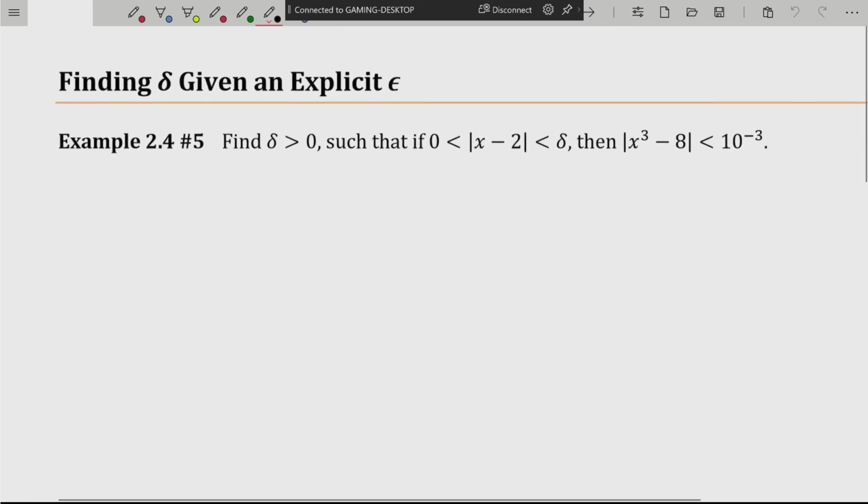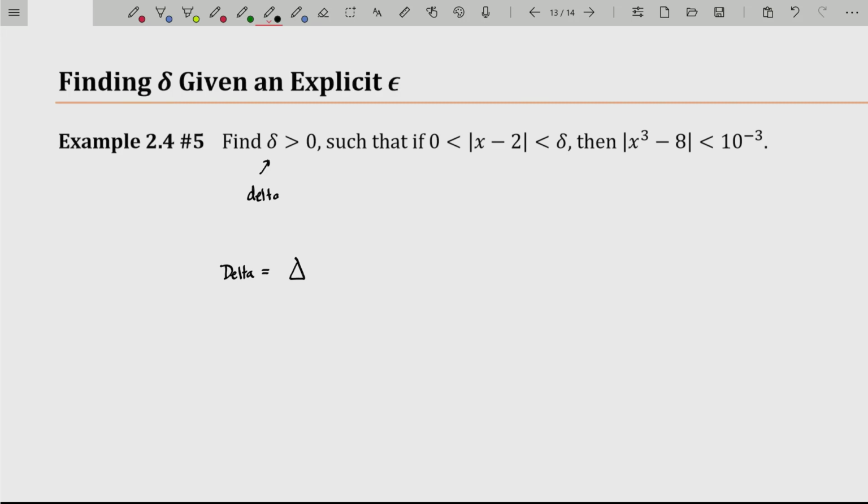Find some number delta. And I never really mentioned this, but that delta right there is a lowercase delta. The uppercase delta, which I will erase here in a moment, is the large triangle guy right there. So anyhow, find some number delta that's positive, such that as long as x is within that delta neighborhood of 2, then x cubed minus 8 is less than 10 to the negative third.